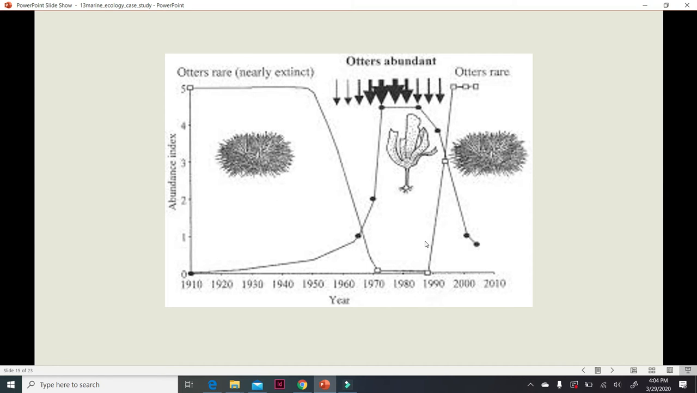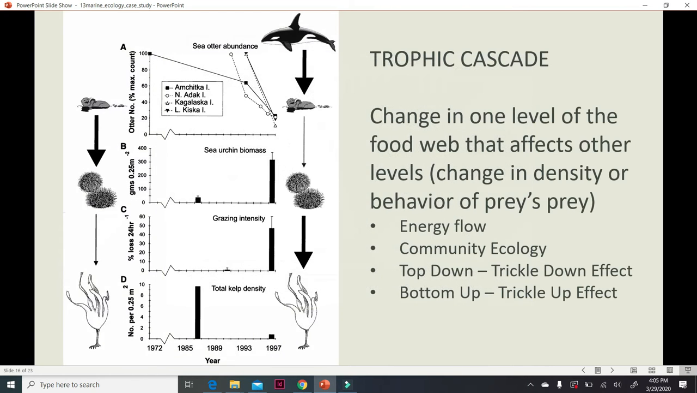But then you'll notice around 1990, otters become less abundant. And in fact, they become rare, and when that happens, urchin populations go back up like this, and kelp populations once again go down. All right, so we're seeing this sort of seesaw effect in the food chain over a course of 100 years. Now, why would otters become less abundant in the 1990s, even after they were protected?